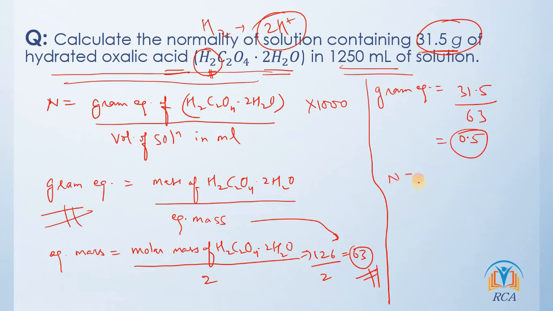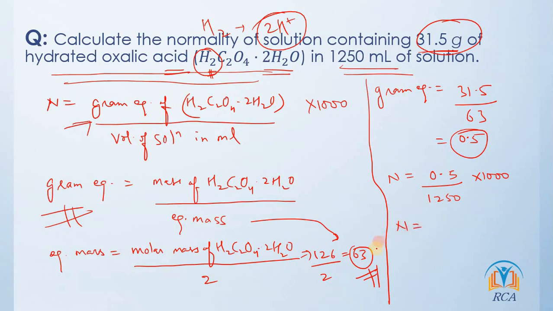Now we'll find out what? We'll find out the normality of that solution. Normality will be equal to what? Normality will be gram equivalent of hydrated oxalic acid, which is going to be 0.5. This will be divided with what? Volume of solution in ml, which is going to be 1250, and that will be multiplied with 1000 so as to convert that into liters.